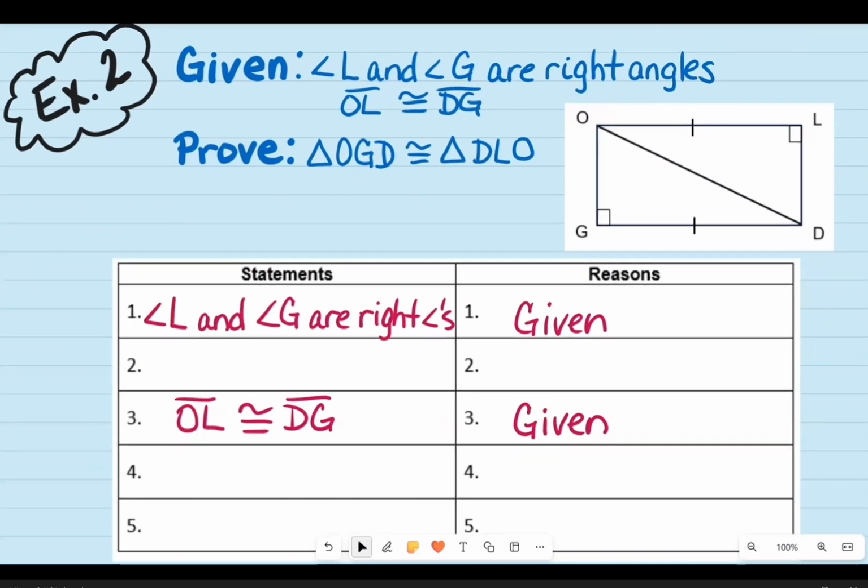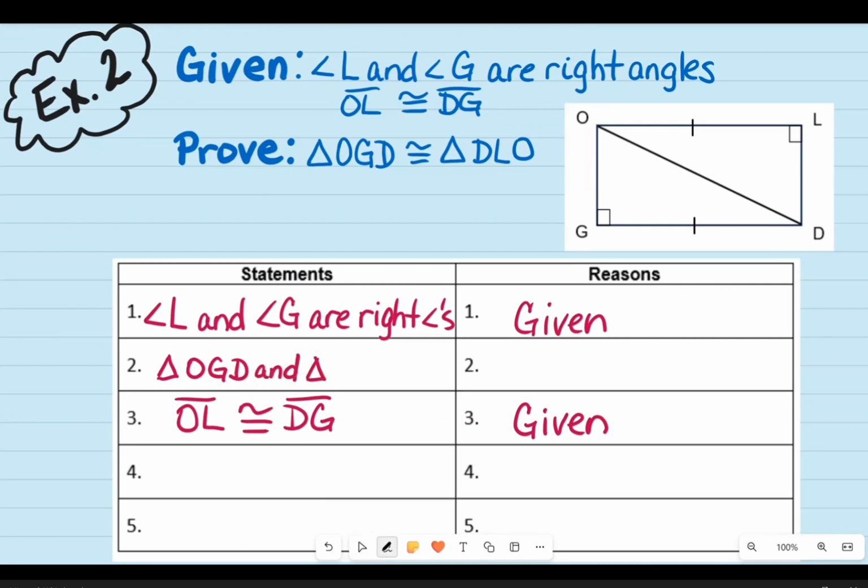All right, so for example 2, we're given that angle L and angle G are right angles. We're also given that segment OL is congruent to segment DG. So all of that is annotated on the figure. I went ahead and set it up in the statements. You can skip around however you need to. For me, it made sense to go ahead and make my second statement go with my first statement.